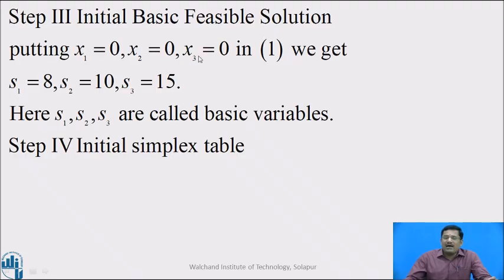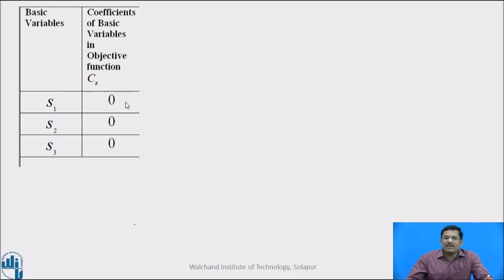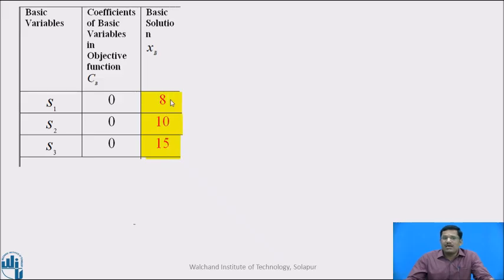x1, x2, x3 are called the non-basic variables. s1, s2, s3 are called the basic variables. Now moving towards the next step, that is setting up the initial simplex table. The first column is obviously of the basic variables, which are s1, s2, s3. Their coefficients in the objective function are 0. And the values of these basic variables in the initial basic feasible solution are 8, 10, 15 respectively.